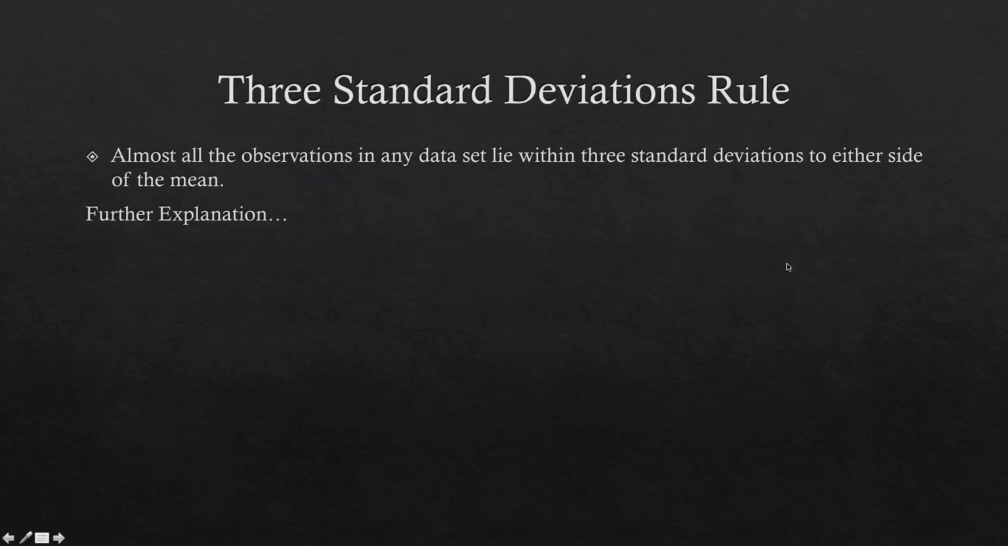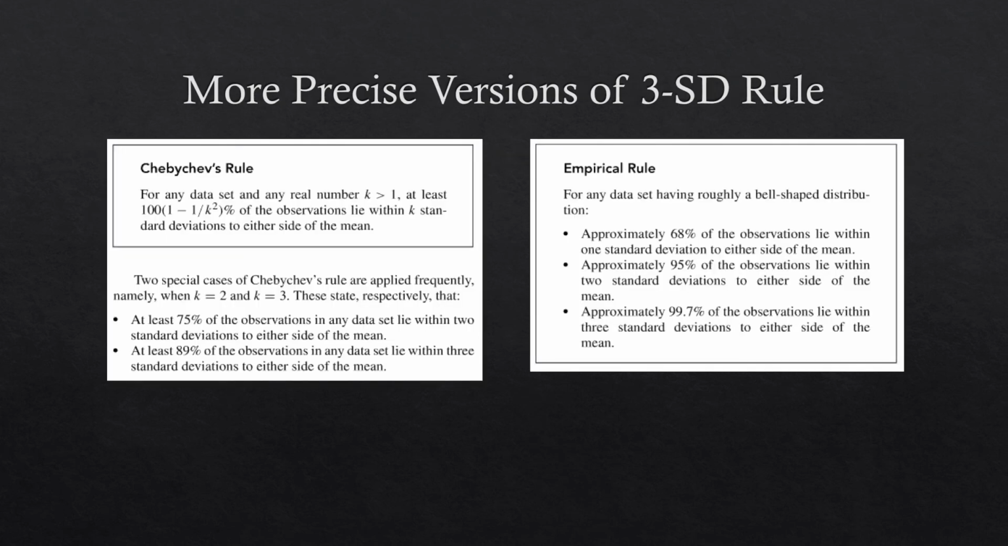Now, almost all observations in a data set lie within 3 standard deviations to either side of the mean. So in terms of standard deviations, a moment ago we had 12.2. So one standard deviation from the mean would be 12.2 on average. Another one might be 24.4 and so on. Okay, how many standard deviations are we from the mean? Now, for further explanation, there are more precise versions of the 3 standard deviation rule. You've got Chebyshev's rule and you've got the empirical rule.